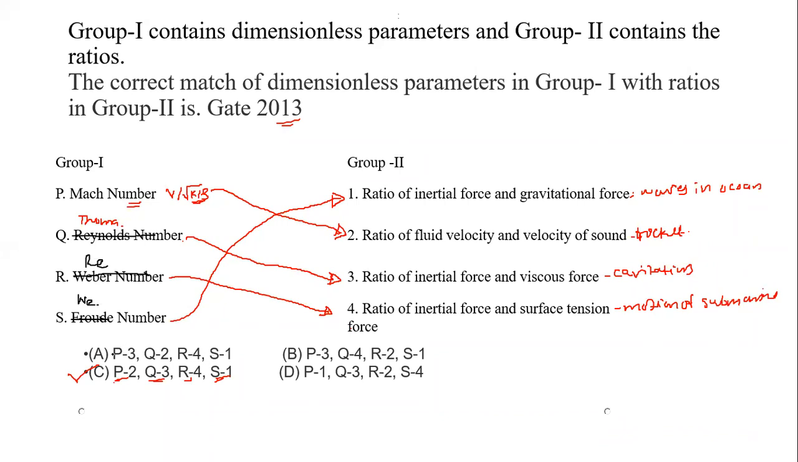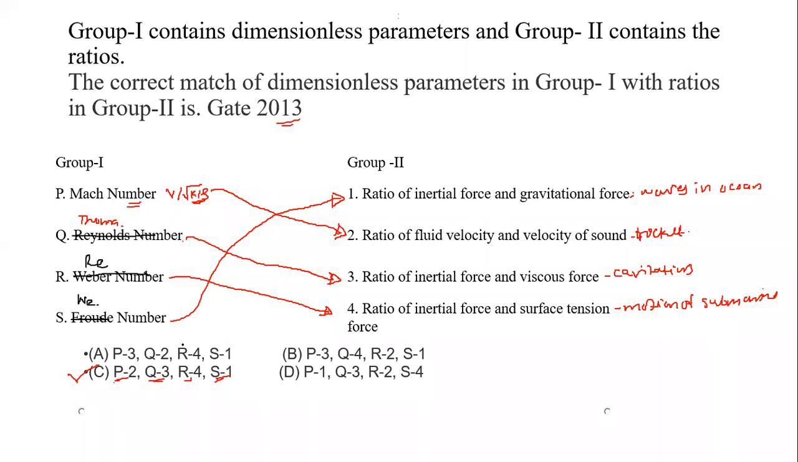These options are also different. Firstly we have to match them. How will you go about it? We'll go for the simplest one first. Reynolds number, which one will it match? Motion of a submarine.